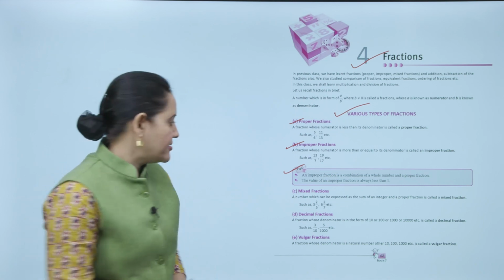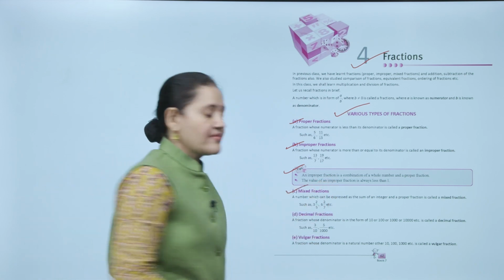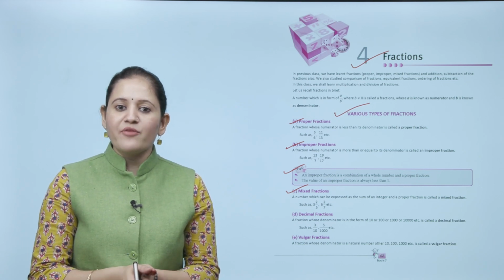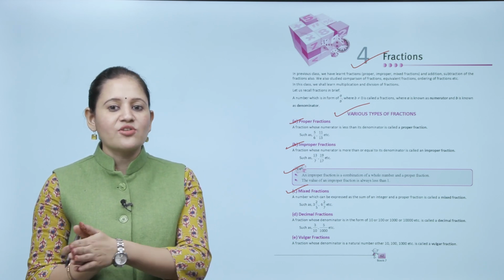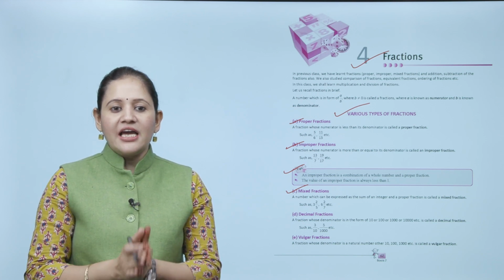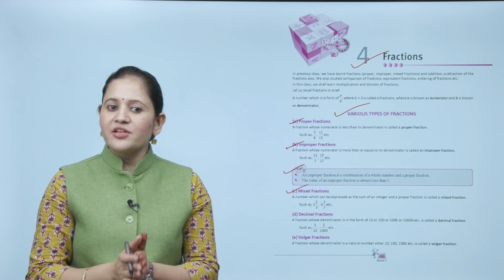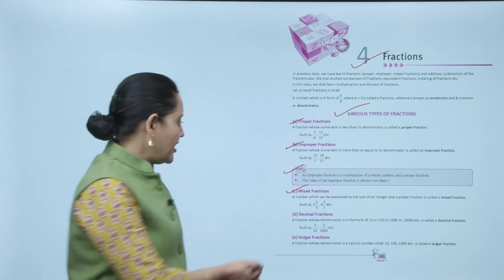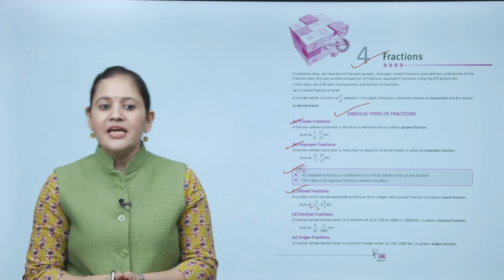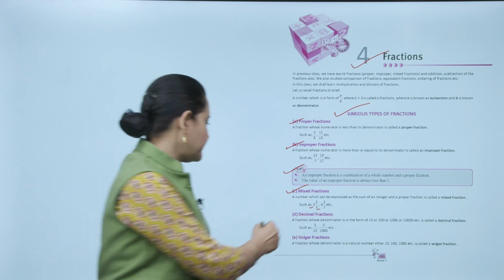Next, mixed fraction. A number which can be expressed as the sum of the integer and proper fraction is called mixed fraction, such as 3 2/5 and 6 2/7, etc. All these are mixed fraction. There will be two parts, one is the whole part and one is the fraction part. Clear?